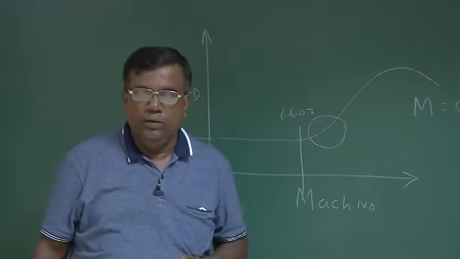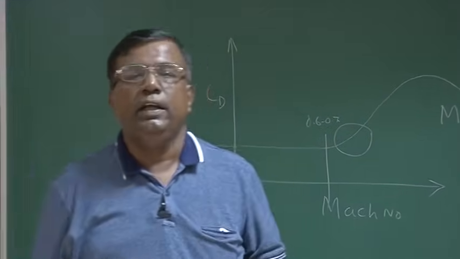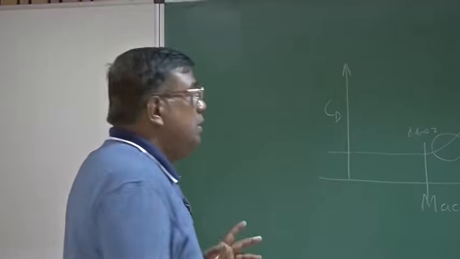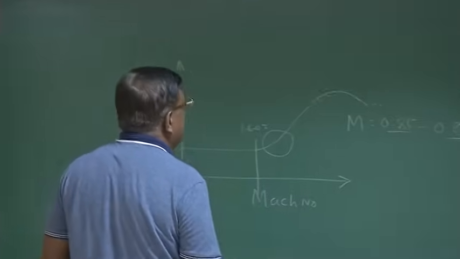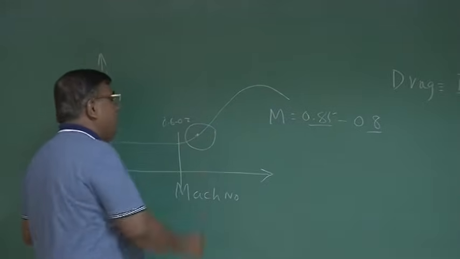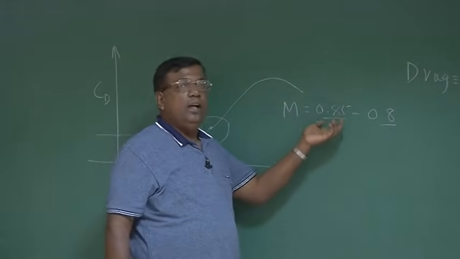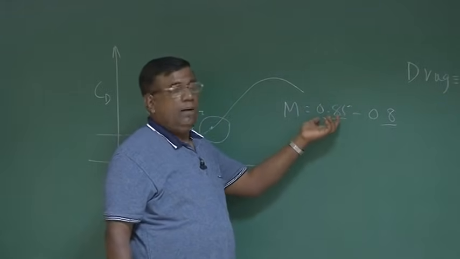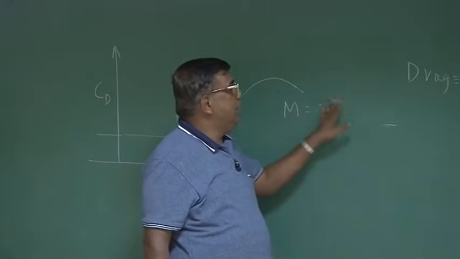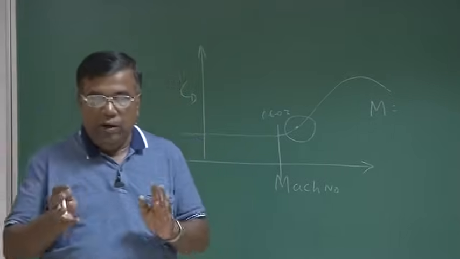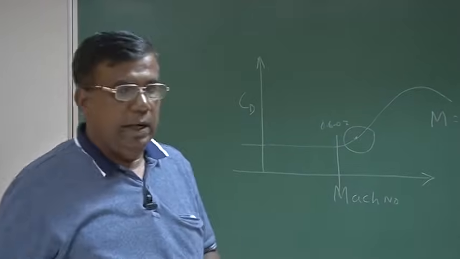So a good designer will ensure that when he is flying, he is not flying at drag divergence Mach number, number one. So we need to plot CD versus Mach number and find out what is the drag divergence Mach number. If it is 0.85, we will not design the airplane for cruise at 0.85. We will try to see something different than 0.85, maybe 0.75, 0.78. So we have to avoid this drag divergence Mach number, number one.